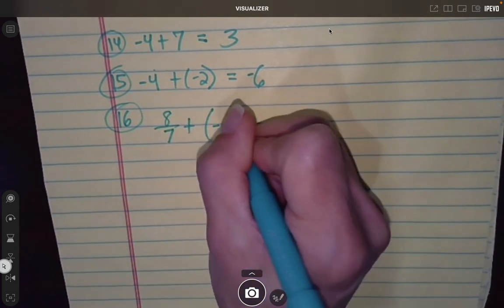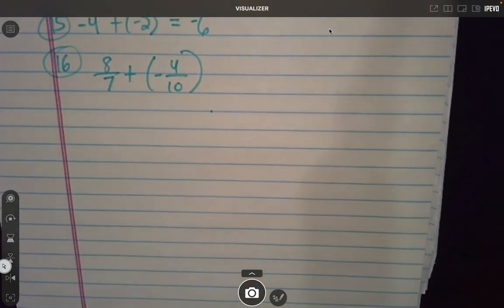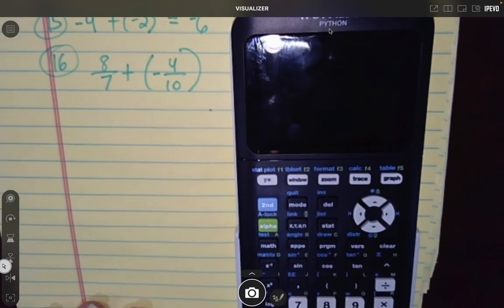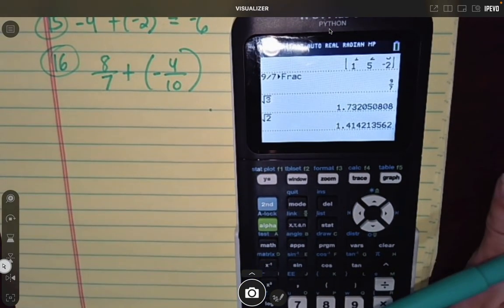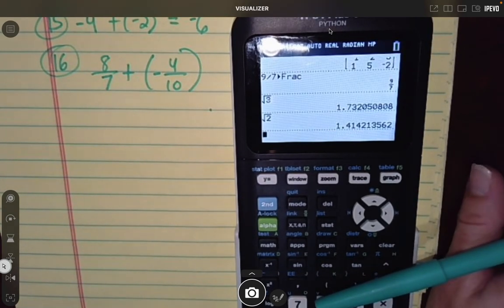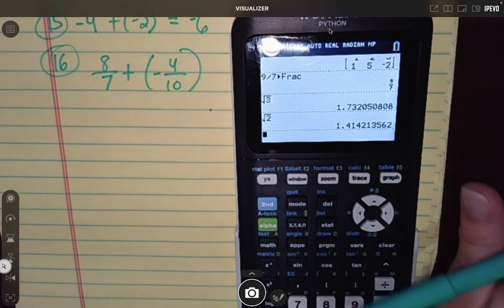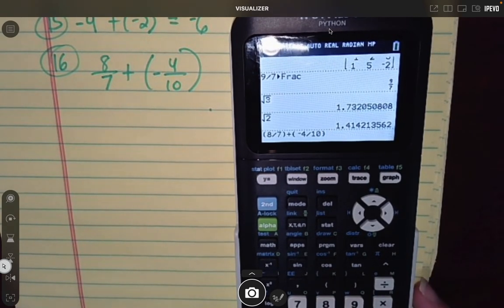8/7 plus negative 4/10. Y'all, I'm going to show you how to do this on your calculator. I'll do this one. Okay? So that you can check your answer. If you want to work through it, get the same denominator, add them, go for it. Try it. But please check your answer using your calculator. So I would say 8 divided by 7. That's my first fraction. Plus negative 4/10. That's my second fraction. Okay, does everybody get that?